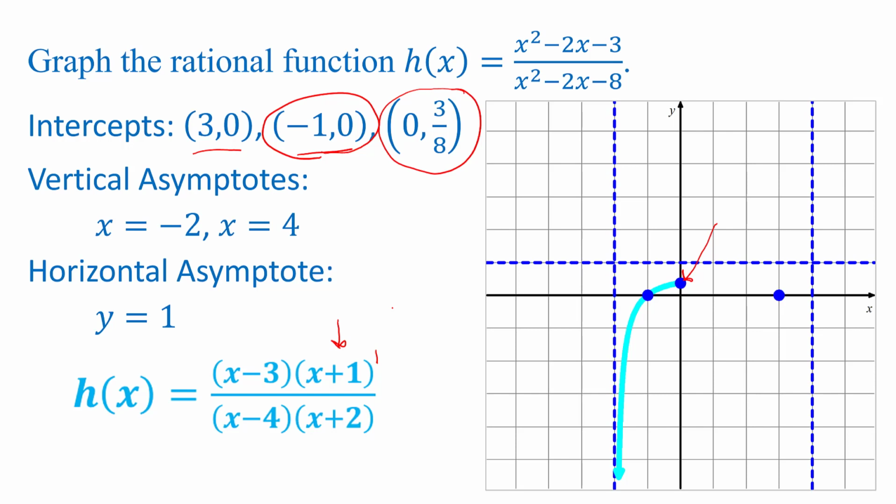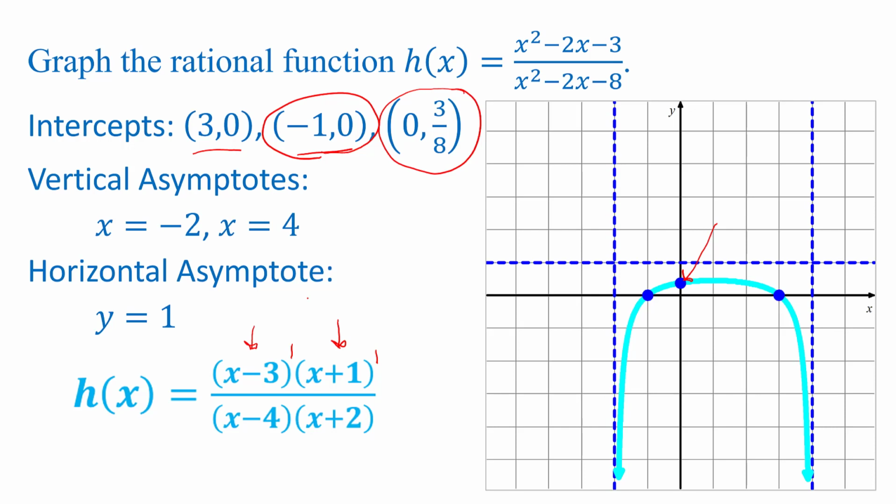Then if I look at my other x-intercept of 3, 0, that intercept comes from the factor x minus 3, also raised to the odd power of 1 in the numerator of h. And so I know that my graph is also going to cross the x-axis at that point and is going to then head on down towards the vertical asymptote.